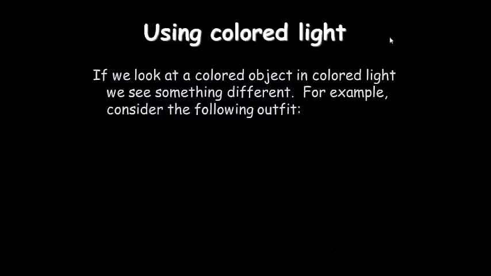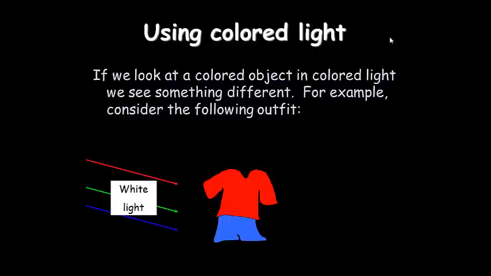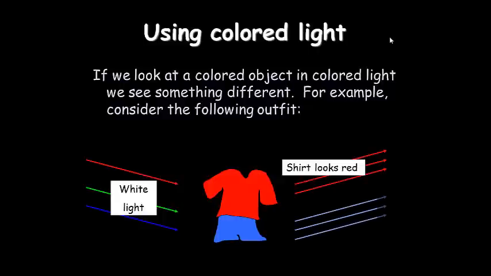If we look at a colored object in colored light, we see something different. Okay, consider the following outfit. I've got a red shirt and I've got blue shorts. Our white light, our three primary colors of red, green, and blue, shine on our outfit. The red shirt reflects only red light. That's why it looks red. The blue shorts look blue because they're only capable of reflecting blue.